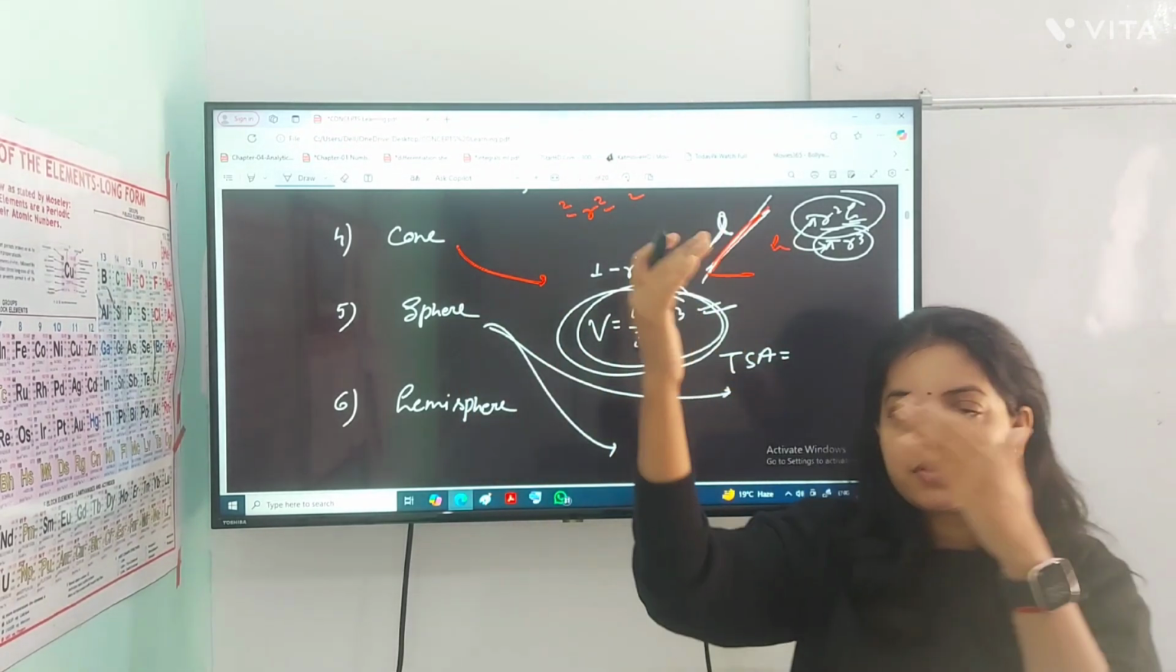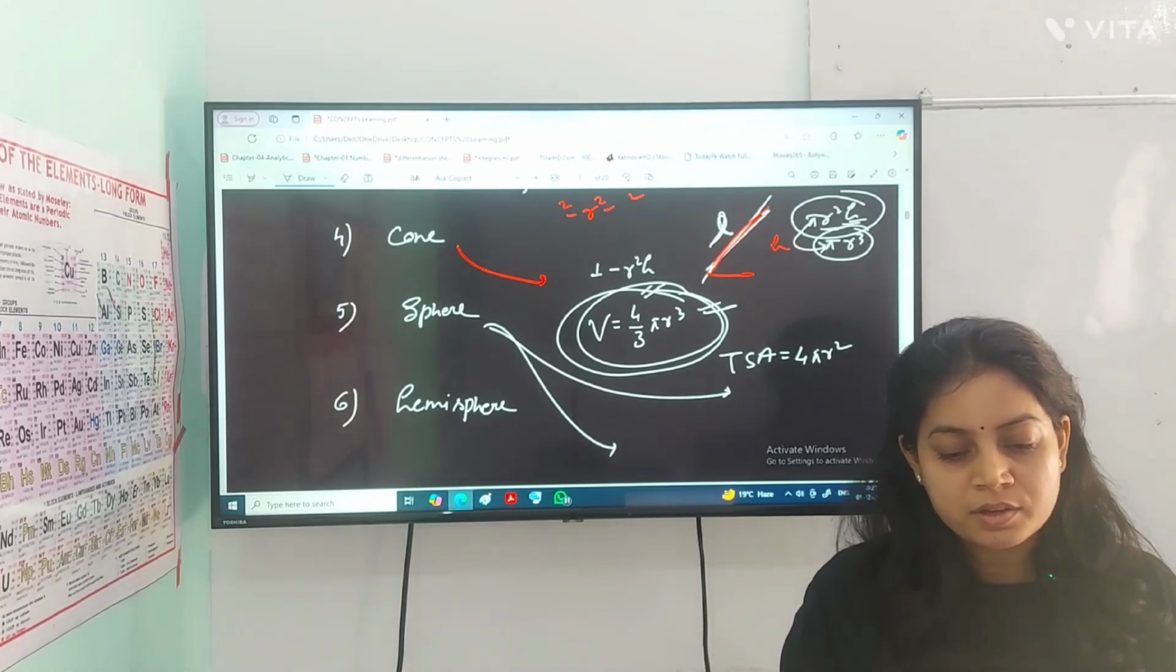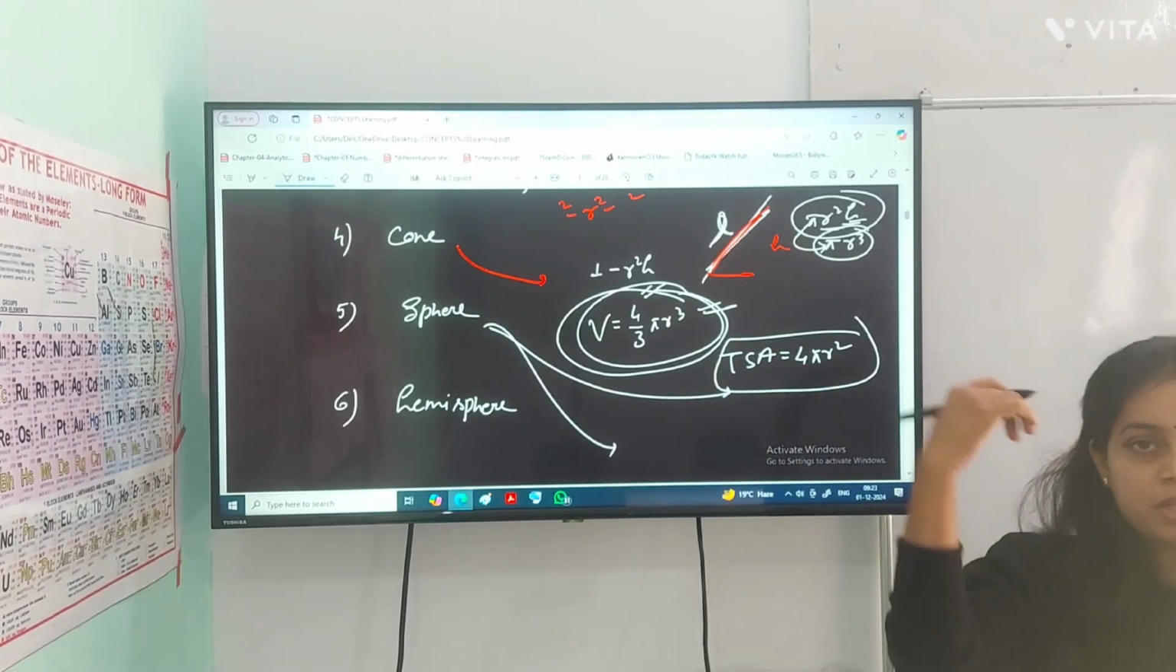After that, I will talk about the total surface area of the sphere. तो sphere में अगर हम हर तरफ से देखते हैं, it just looks like a circle from all sides.